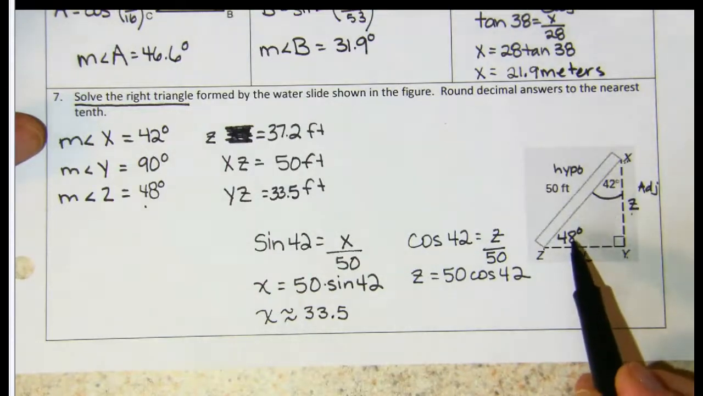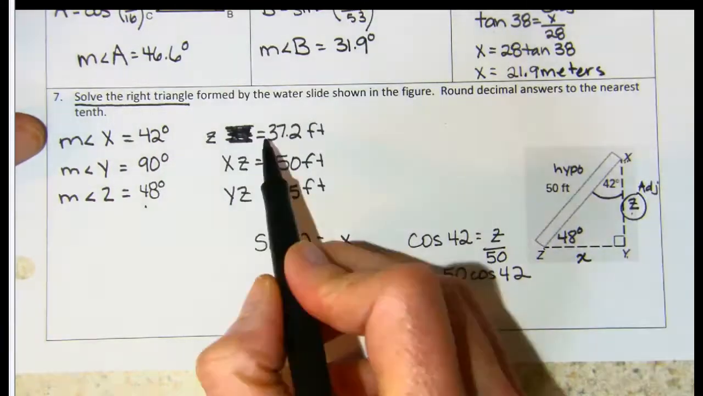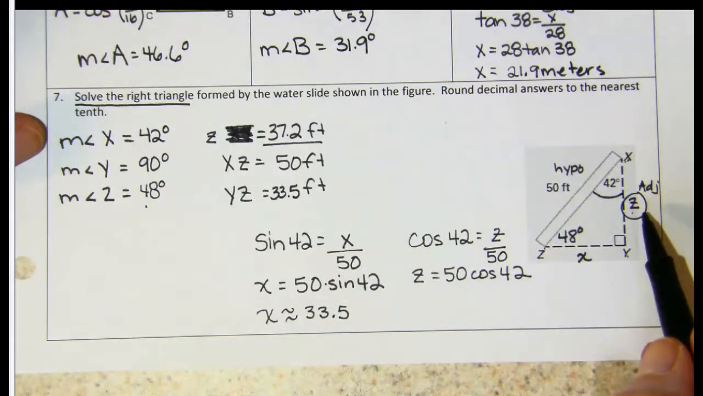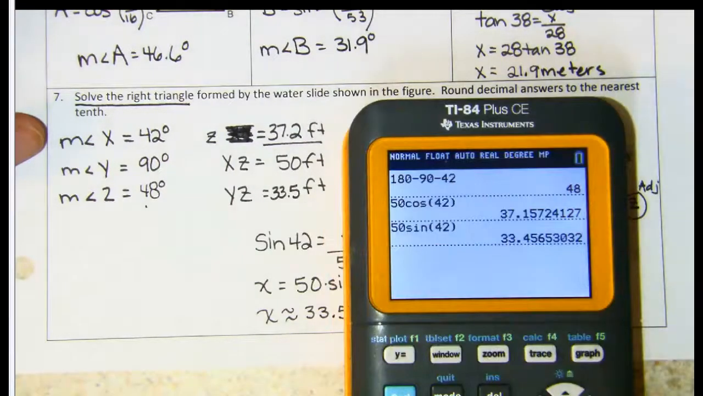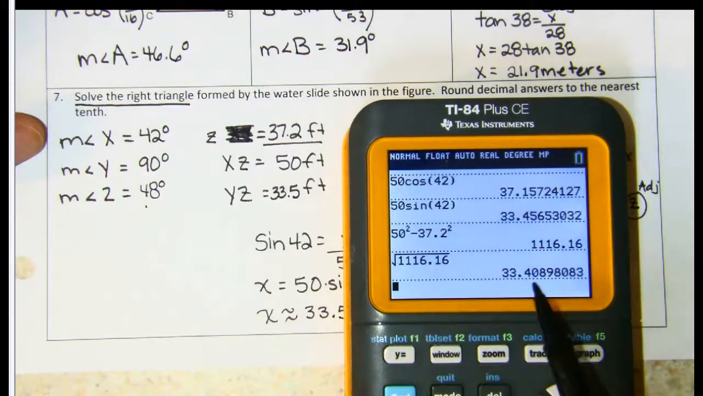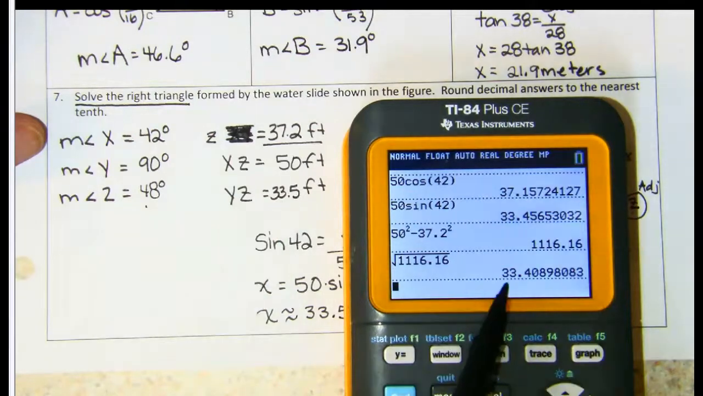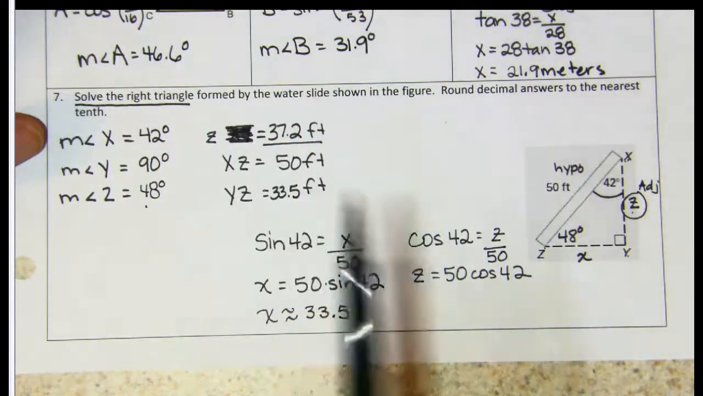Now, one thing that I do want to caution is, when we rounded that answer right there, I could have switched and done the Pythagorean theorem. But what happens is if I round, so I'm going to actually show you this: 50 squared minus 37.2 squared, and then I square root that answer, I get 33.4. Notice the answer was 33.5. So what happened is we experienced a little bit of round-off error. So I like to stick with trigonometric ratios because they avoid round-off error.